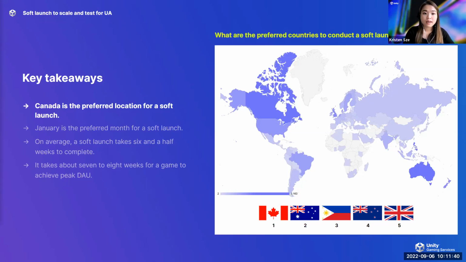The reason why these countries are picked is because they have a similar culture to the game's target market for actual launch. User acquisition cost is also relatively cheaper. And also the majority of the players in these countries are English speakers.